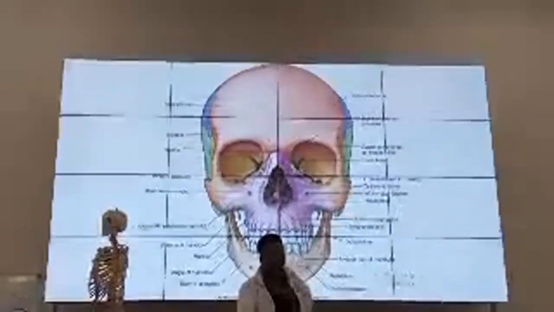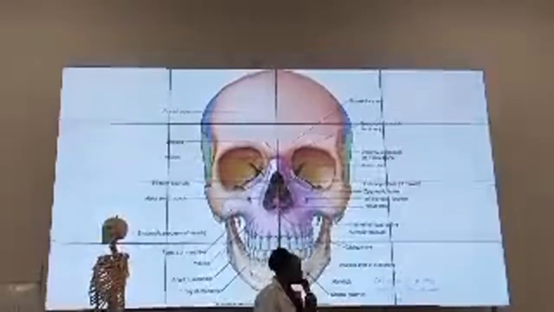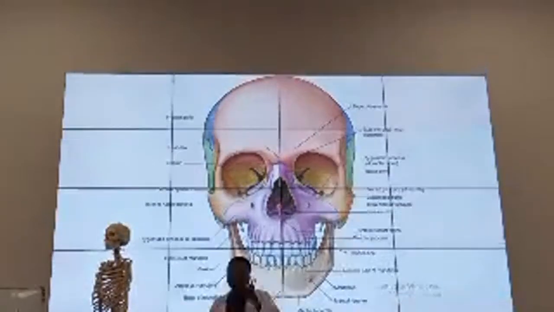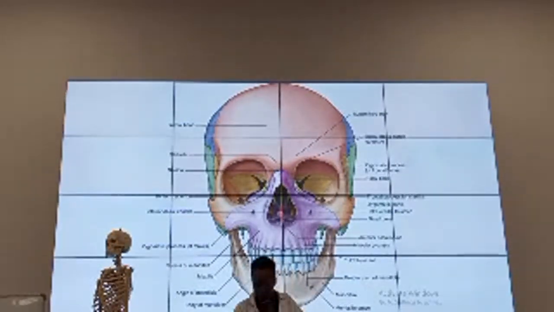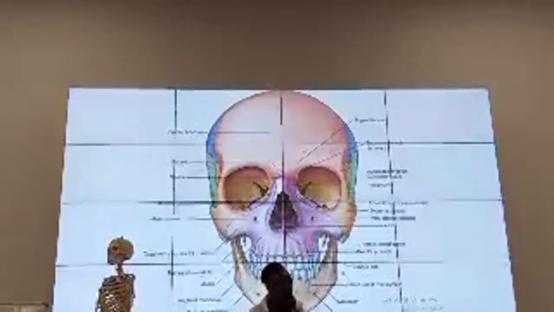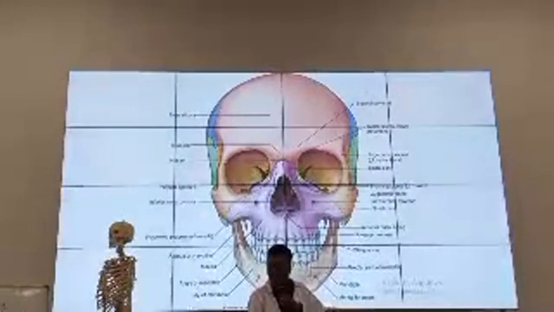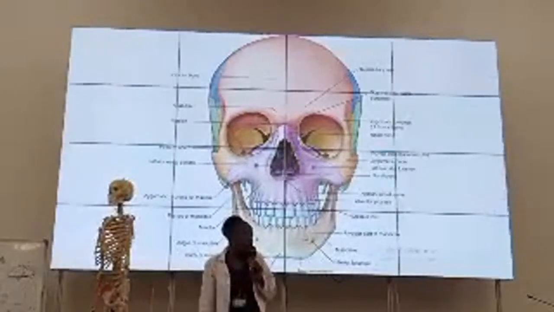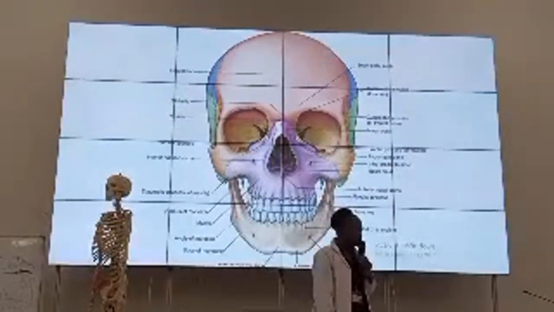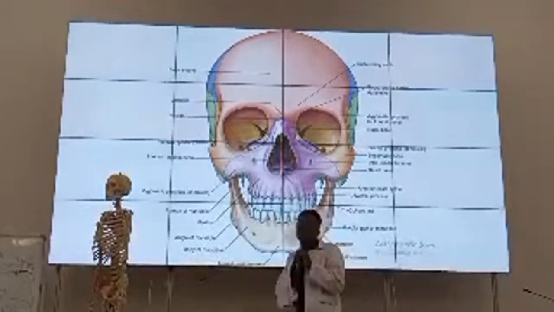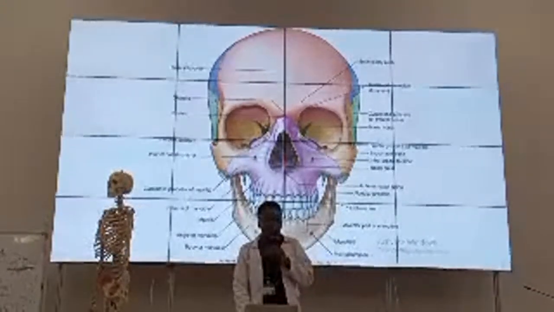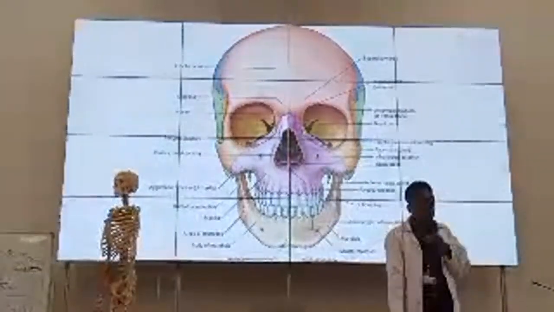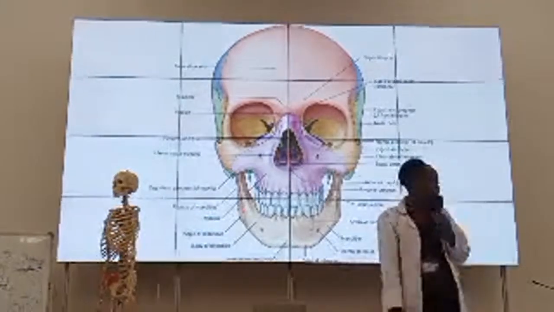So let's now talk about a bone that we do not consider as a facial bone, but is part of the bones that we find in the head region. This one is the mandible, the bone of the lower jaw. What's so prominent about the bone of the lower jaw? Yes, ma'am. It's the only movable facial bone. Exactly. The only movable bone of the head region, right?